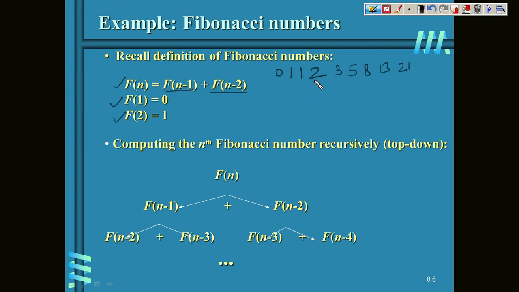So if you want to get the value of this, you need to look to the previous two terms and add them. So if you want the value of this, you just look to the previous two terms and add them, and you get the given term.